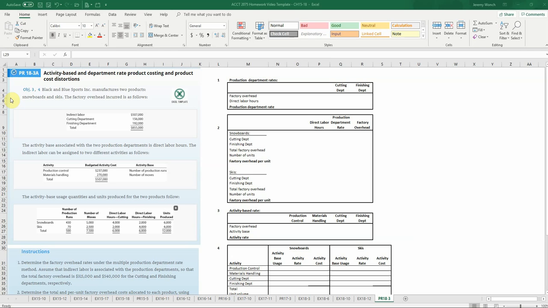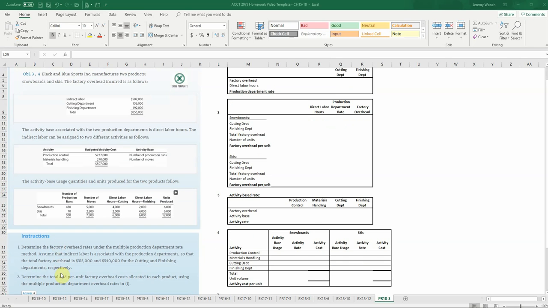We're just going to do more of a comparative look instead of just a one-sided look. So in this problem, Black and Blue Sports manufactures two products, snowboards and skis. It tells us the factory overhead incurred over here, and then our activities, how much of that indirect labor is going to be allocated to each of the activities. It tells us what our activity base is, and then the activity-based usage for each of the products. Almost an identical setup to what we had in problem 18-12.